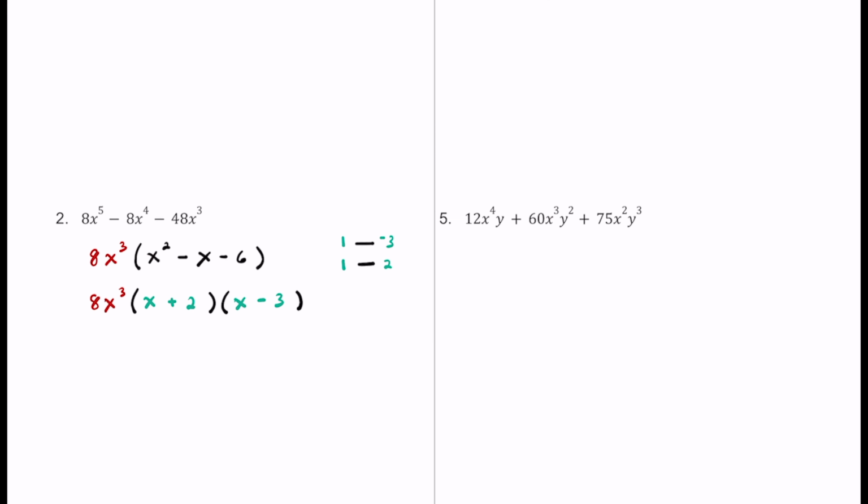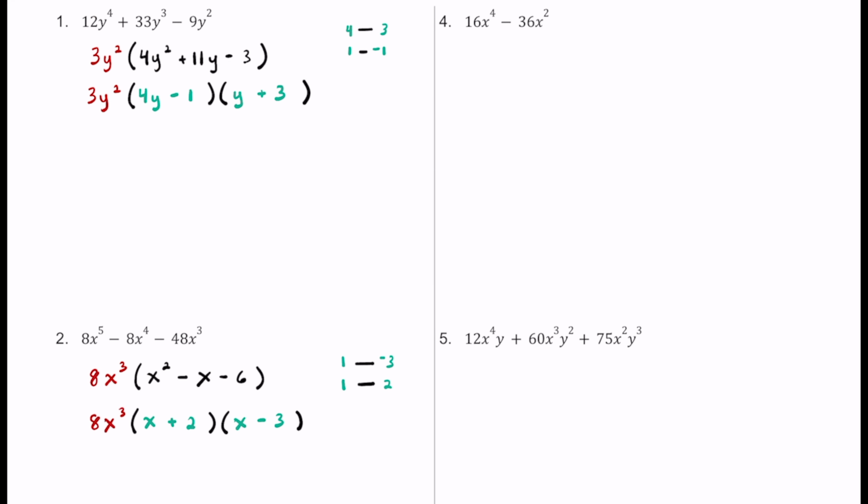For number 4, let's see what we got. We have 16x to the 4th power minus 36x to the 2nd power. For 16 and negative 36, those coefficients, I believe 4 is going to be the GCF, and both terms do have x squared in common, so I'm going to factor that out as the GCF. We're going to be left with what inside here? I think we're going to have 4x squared, and then minus 9.